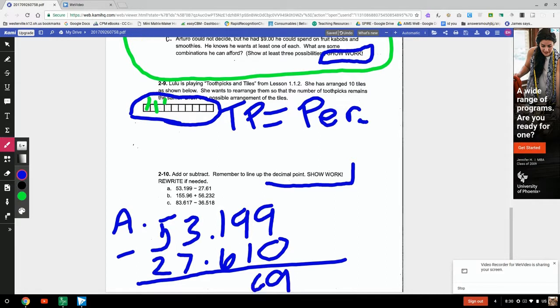Get 9, get 8. You got to borrow. Go back and finish. You got 5. Don't forget your decimal. 5, and you got 2. So it should be 25 and 589 thousandths. So that's just A. Line them up, add them up, or subtract, and check your homework here after when you're done.